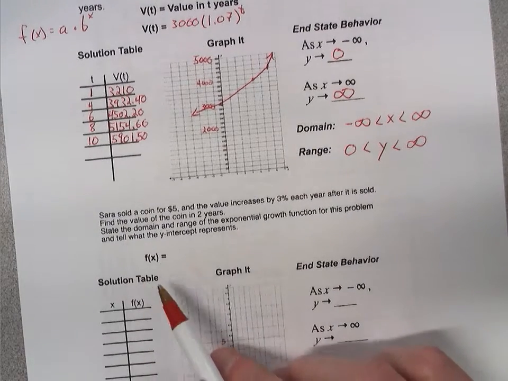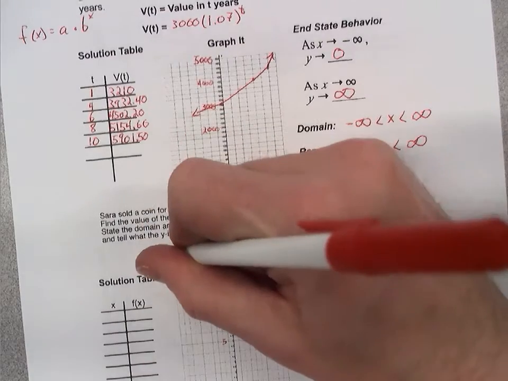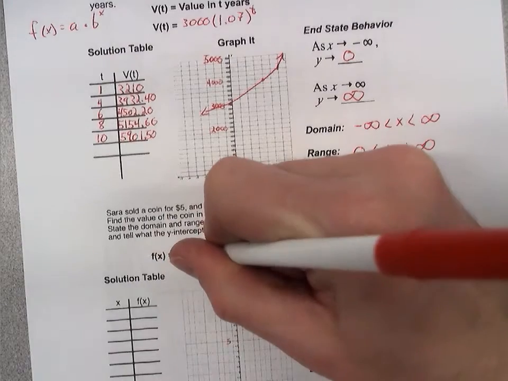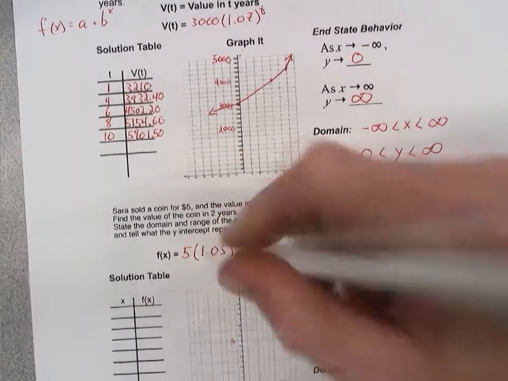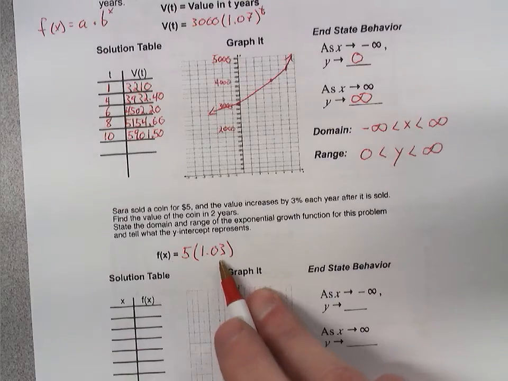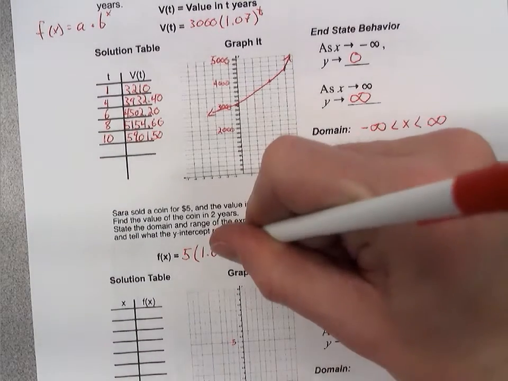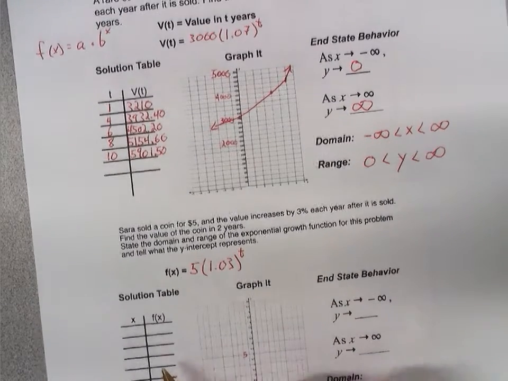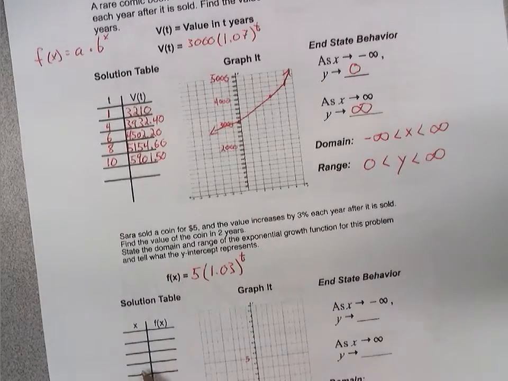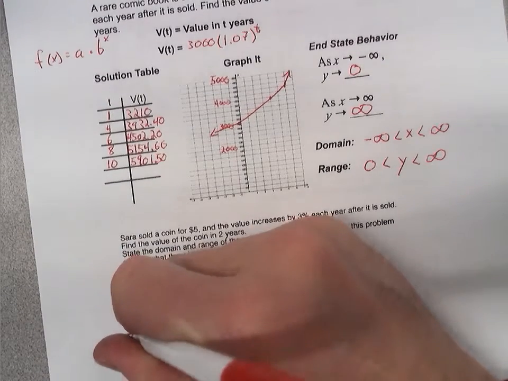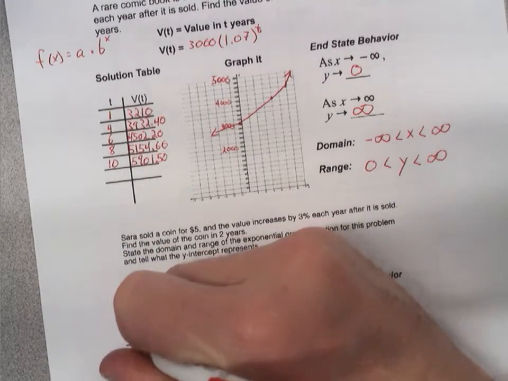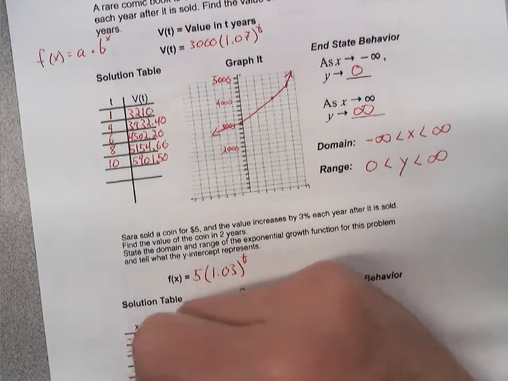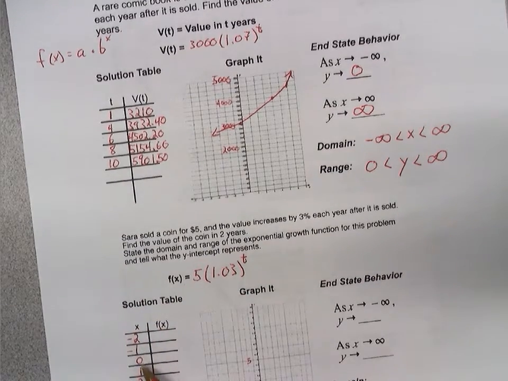So our function, f of x, we know that it starts out at $5 and that it increases by 3% each year. So that's 1.03, right? 103%. That's what's being multiplied each and every year. And then we've got t years. We're going to do something a little different with this one. I'm actually going to go into negative years. So we can actually backtrack and see what this coin was worth in previous years. So I'm going to do -2, -1, 0, 1, 2, 3.